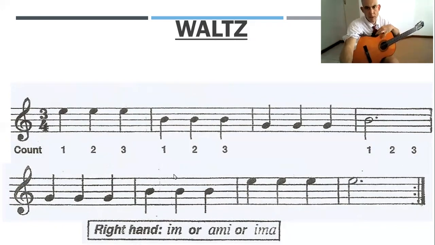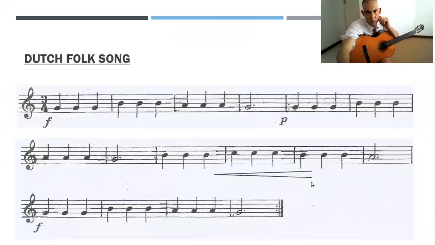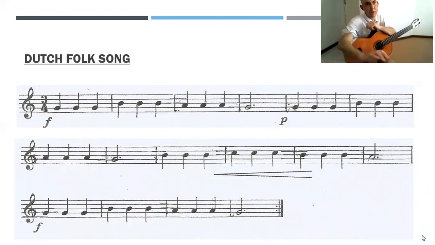And you can use different right hand configurations there. Dutch folk song. Let's put the dynamics in. I'll play the repeat after 3. 1, 2, 3, 1, 2, 3.